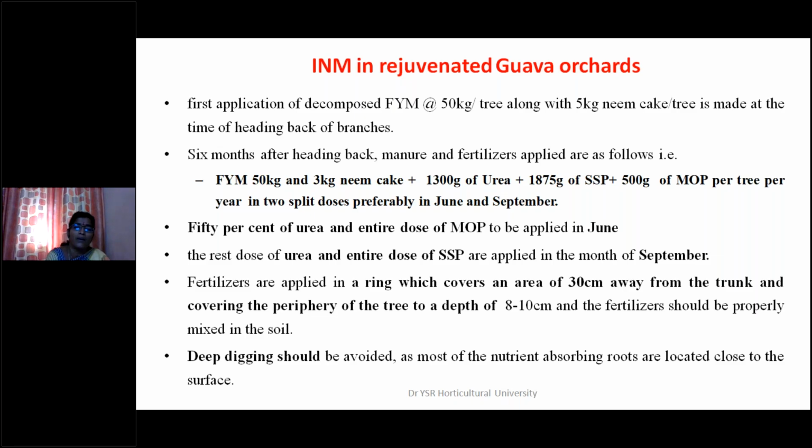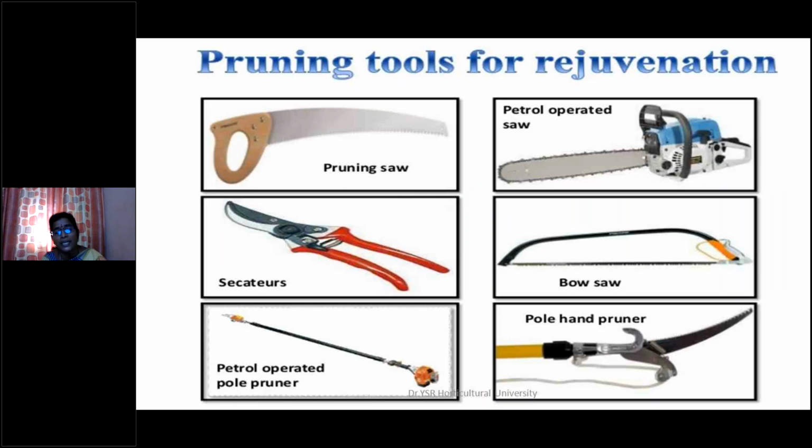Similarly, you have to apply urea with muriate of potash in June, and urea with the balance dose of super phosphate in September. Then it has to be incorporated, and sufficient irrigation has to be given immediately after heading back. Otherwise, this rejuvenation technology will not be successful. And while pruning also, you should take care that the branch you are heading back should not split.